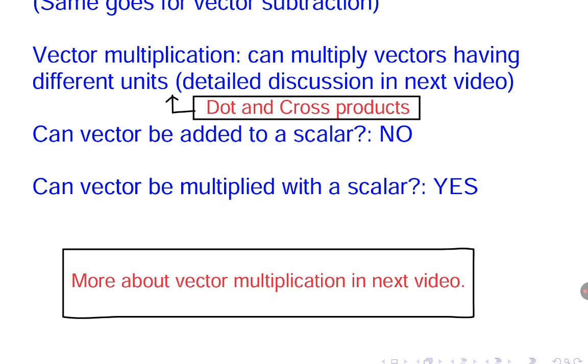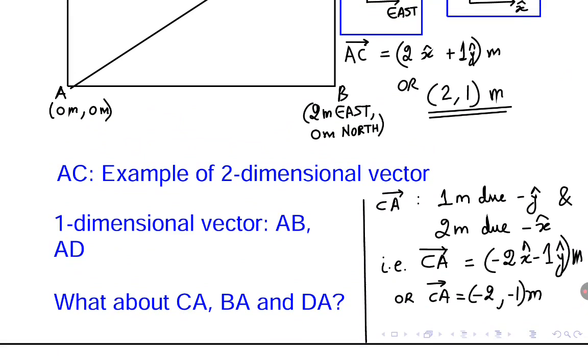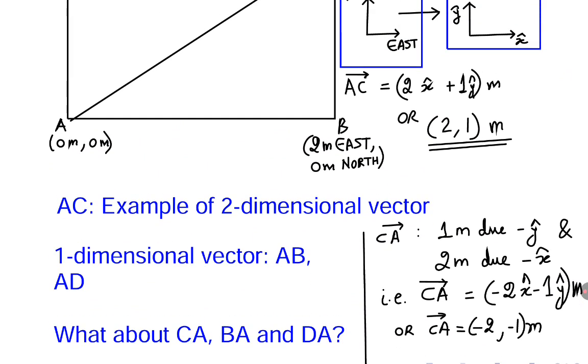So if you multiply vector AC with the scalar 4, what you will do is 4 into vector AC will be 4 into 2 x cap plus 1 y cap, or 4 into 2 comma 1, which will give you a new vector, that is 4 into 2 x cap plus 4 into 1 y cap, that is 8 x cap plus 4 y cap, or 8 comma 4 meters.